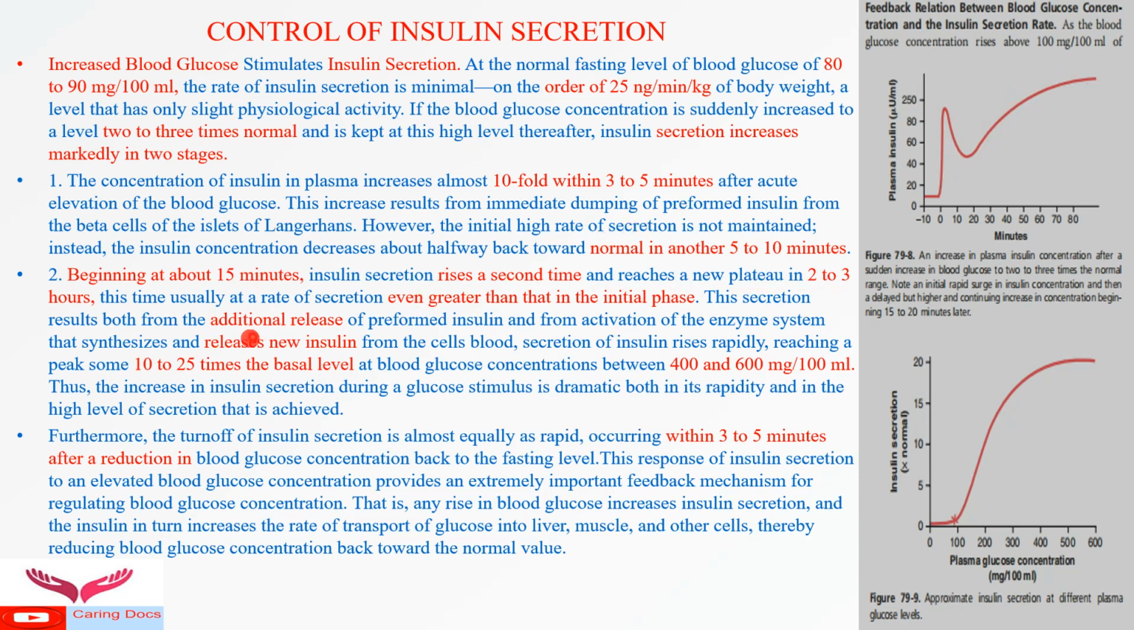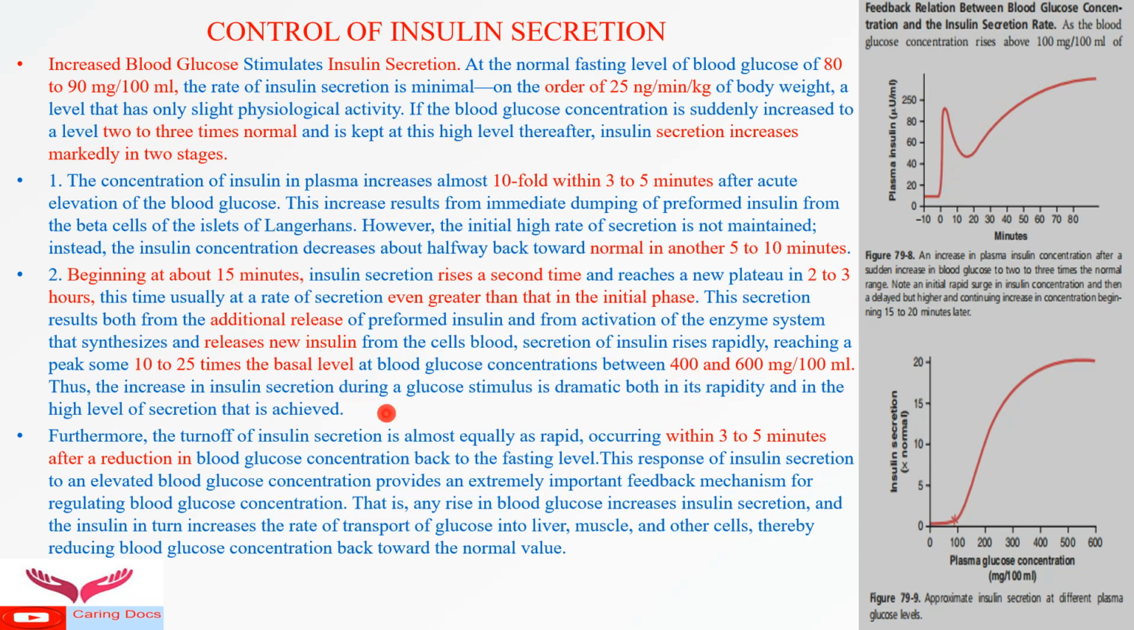This is because of additional release of preformed insulin and from the activation of the enzymes that synthesize and release new insulin. This peak is because of new insulin release and also from the preformed insulin which was already there in the vesicles. So the insulin rises very rapidly and reaches a peak of at least about 10 to 25 times the basal levels, whenever the blood glucose is in the range of 400 to 600 milligram.